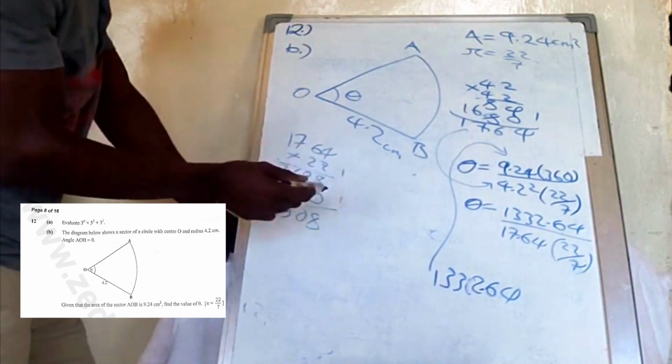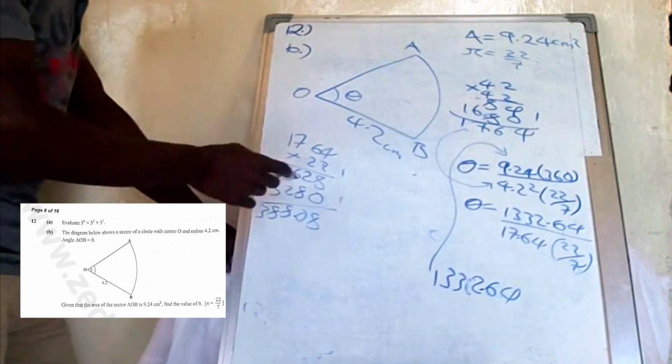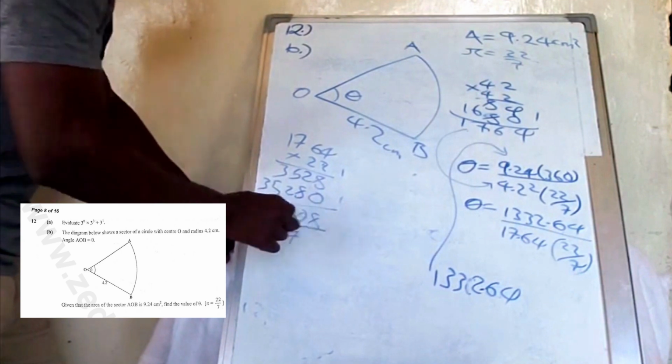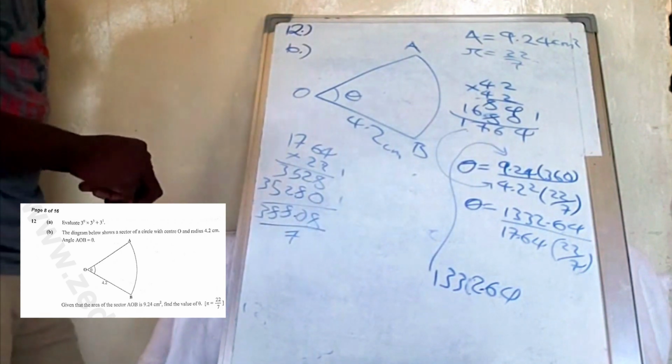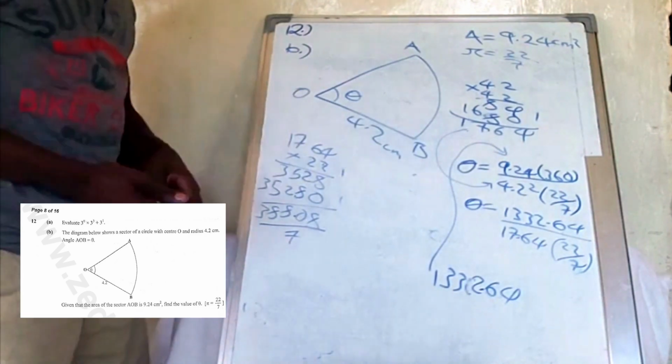And we had how many decimal places? We had 2. So we're going to have that. And then we divide this by 7. Divide this by 7. Okay, we'll continue with the math till we get our final answer.